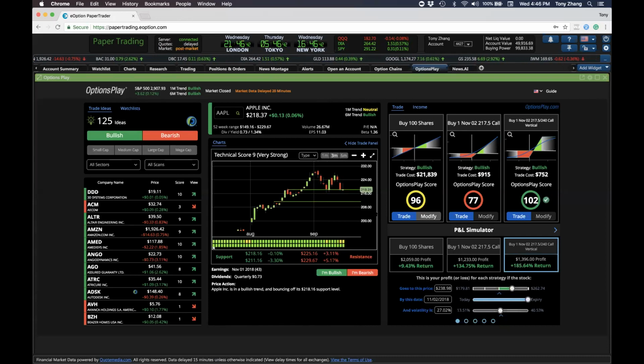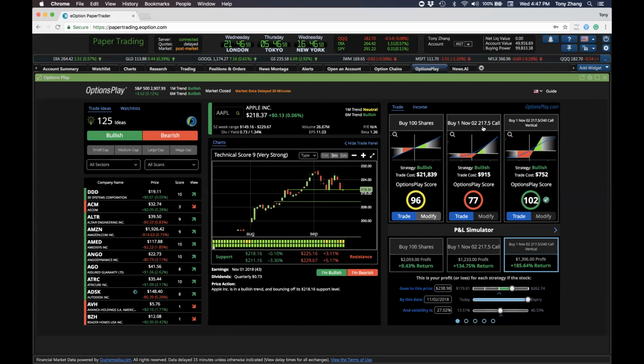Let's say I'm bullish on it. You can click on I'm bullish here for Apple, and we'll present to you 3 bullish strategies on Apple. So you can either buy the stock, which will cost you $21,000. You can buy a call option, which costs you $915, or you can buy the spread here. This is the debit spread.